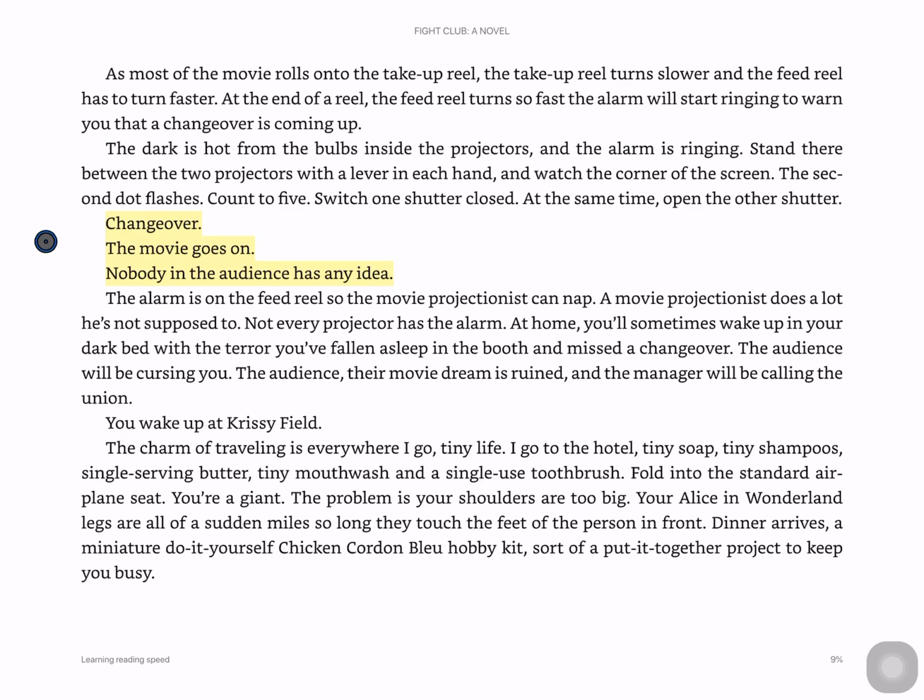Again, just more description of this. The dark is hot from the bulbs inside the projectors, and the alarm is ringing. Stand there between the 2 projectors with a lever in each hand and watch the corner of the screen. The second dot flashes. Count to 5. Switch one shutter close. At the same time, open the other shutter. Changeover. The movie goes on. Nobody in the audience has any idea. And so hopefully you appreciate the way in which we are the audience, and the changeover has been going on right in front of us, and we have had no idea of what's going on there.